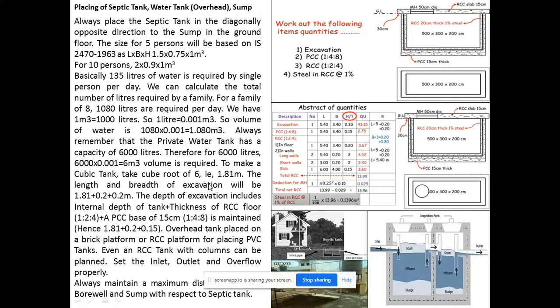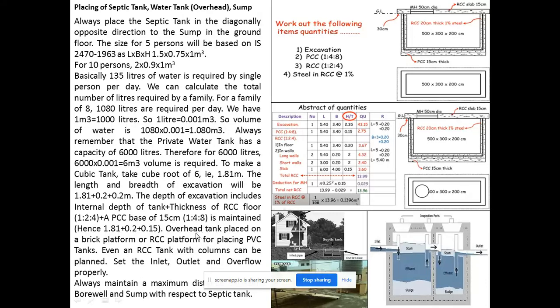The depth of excavation includes the internal depth of the tank plus the thickness of the RCC floor at 1:2:4, plus a PCC base of 15 centimeters at 1:4:8. Hence 1.81 plus 0.2 plus 0.15 can be measured.